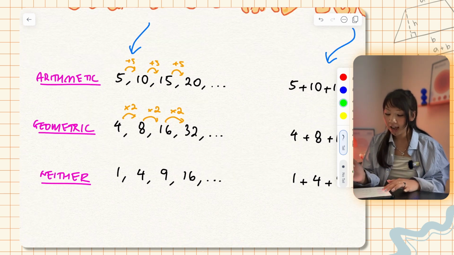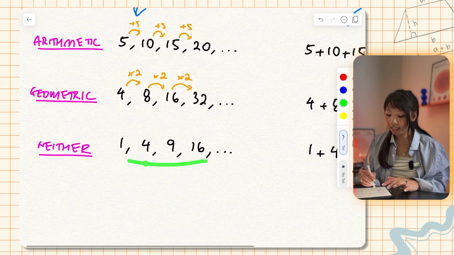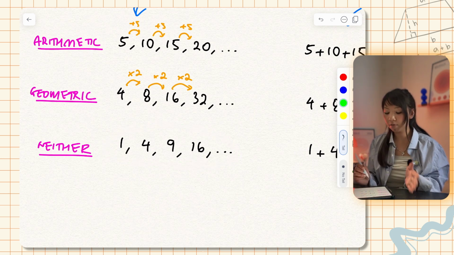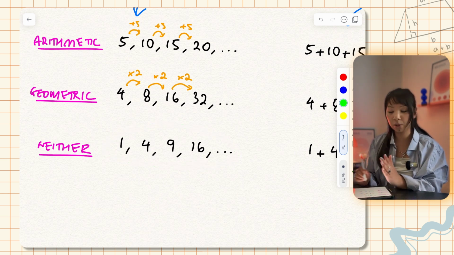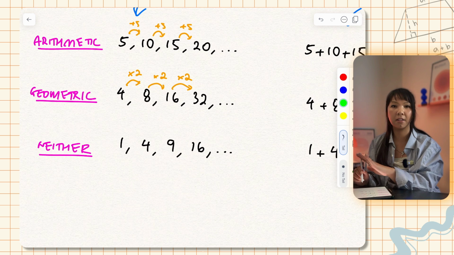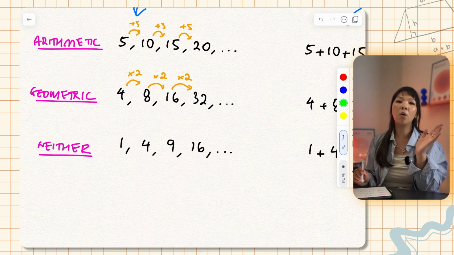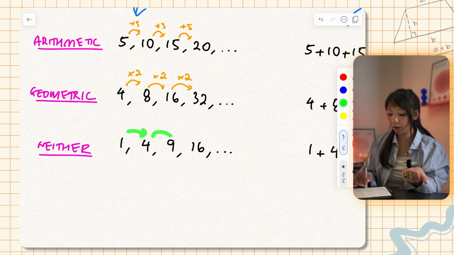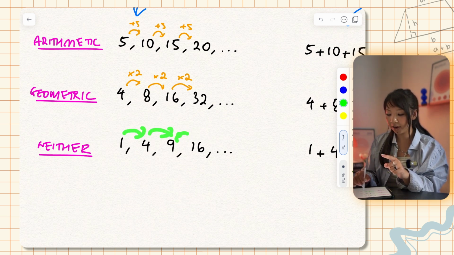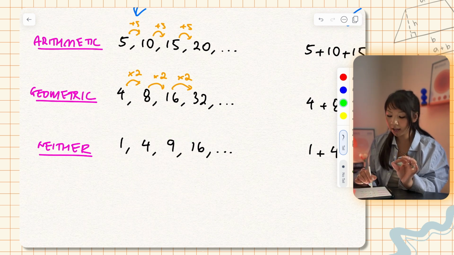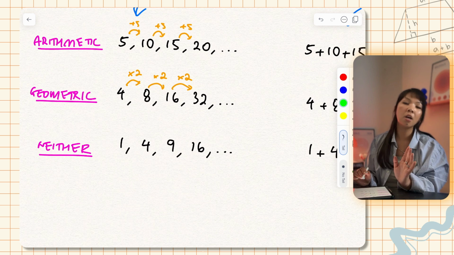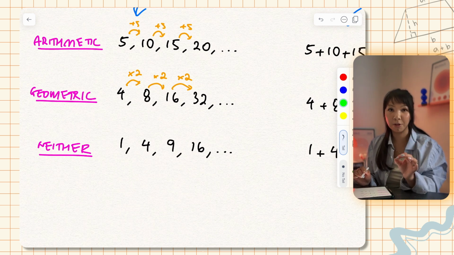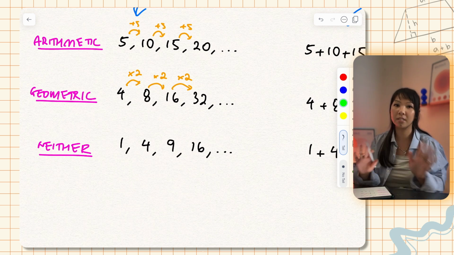Now, when you have a sequence that looks like this, 1, 4, 9, 16, to continue it on, it's going to be 25, then 36, then 49, etc. Now, if I ask you, is this an AP or a GP, does it differ by a common value? You can see you add 3, then you add 5, and then you add 7. That's not really going to work. And if you times by 4, it doesn't work either. So it's neither arithmetic nor geometric, therefore it's neither.